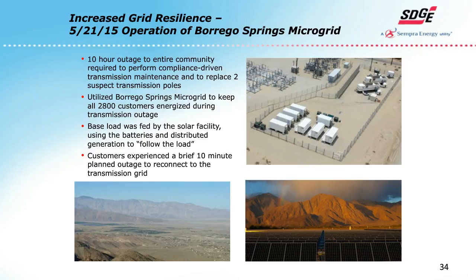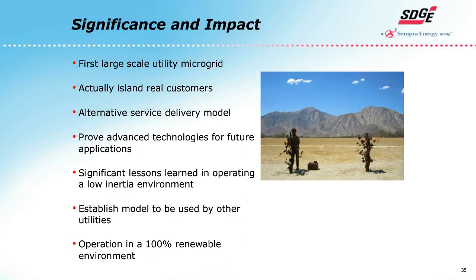And ultimately, we're looking at how we can create a replicable model that can be utilized not just for SDG&E, but utility industry-wide. With regards to the Borrego Springs microgrid project, or microgrid projects in general, we really have shown the first large-scale utility microgrid where we've actually islanded real customers as opposed to lab experiments. We've really looked at an alternative service delivery model. What does that really mean? What are the technologies for future applications?